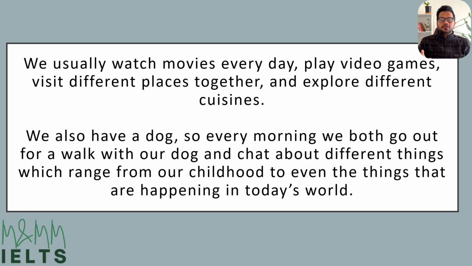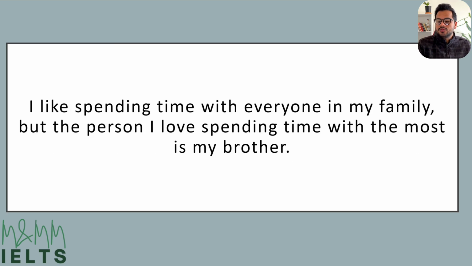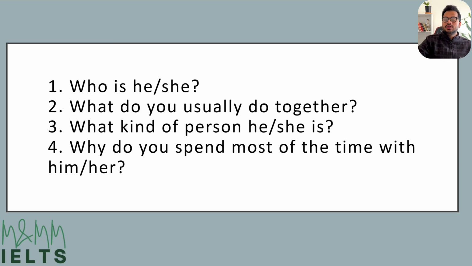Next, now this is the answer to the question where they ask, what kind of person is he or she? The previous paragraph that I shared, he's 2 years older than me, he looks like me, same personality as me. This would be the answer to the third question, what kind of person he or she is. Now, if you have already seen, I have skipped question number 2. So I answered question number 1, I answered question number 3, and now I am going to answer question number 2.